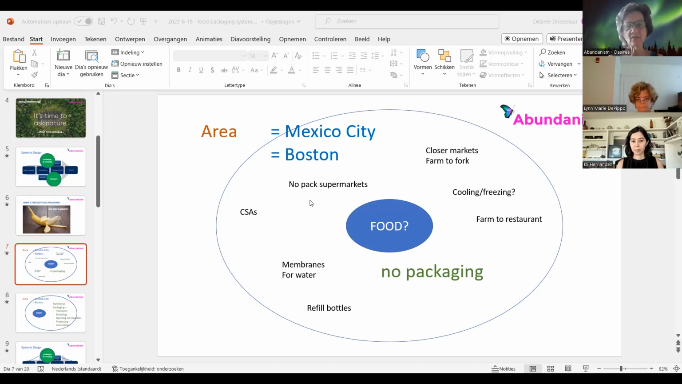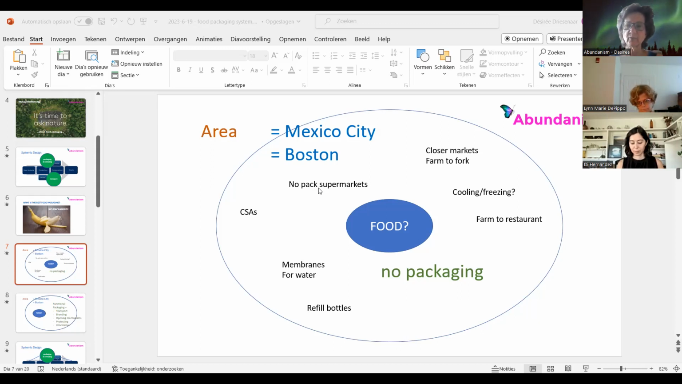In a lot of cities, especially, the cities always go faster than the rural areas. It sounds maybe strange for food, but the rural areas have the farmers and they say, yeah, we've always done it like this, so don't. So the city people are really more into changing. So they have like no-pack supermarkets.